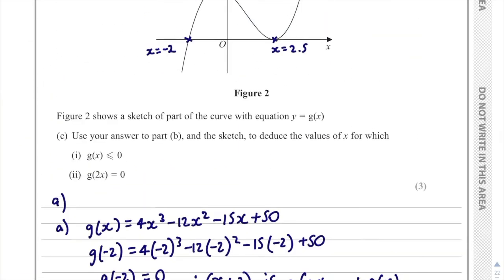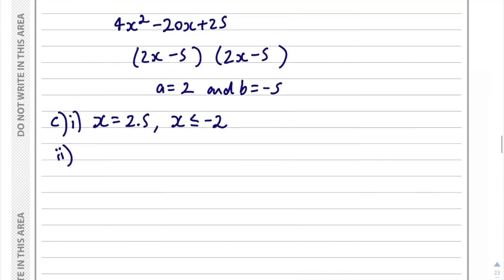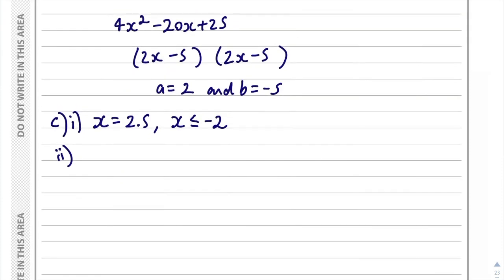says work out the values of g of 2x. Well, all we're basically saying is rather than having x equals 2.5 and x equals minus 2, we're saying that 2x equals 2.5 and 2x equals minus 2. So we just divide both sides by 2, so we get x equals 1.25 and x equals minus 1.